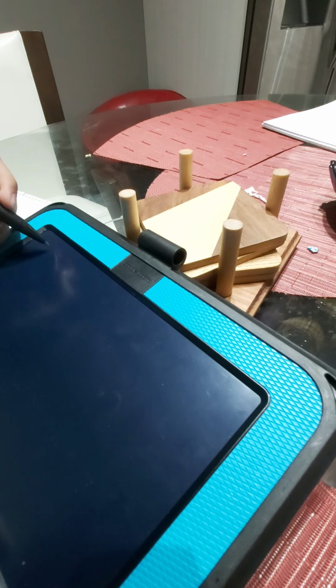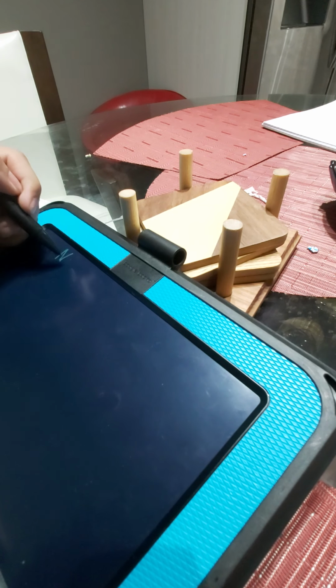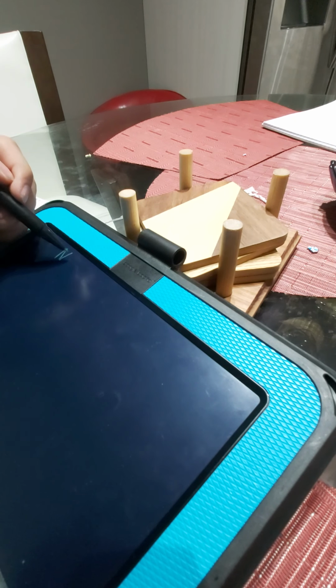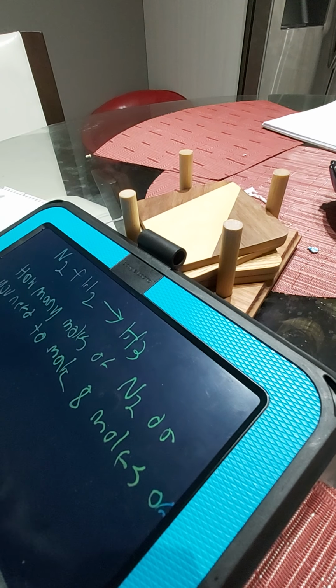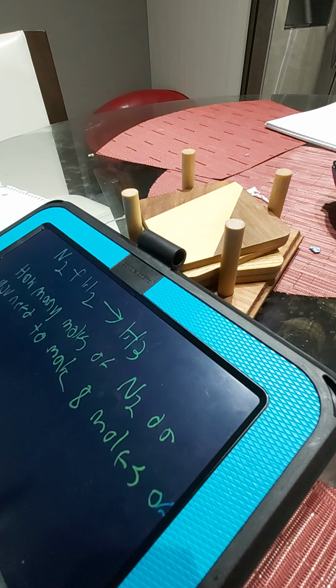In this video I will be showing you how to do basic stoichiometry equations. The first example is N2 plus H2 becomes NH3. The question asks: how many moles of N2 do you need to make 8 moles of NH3?